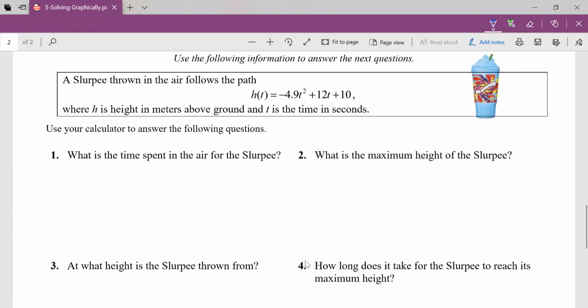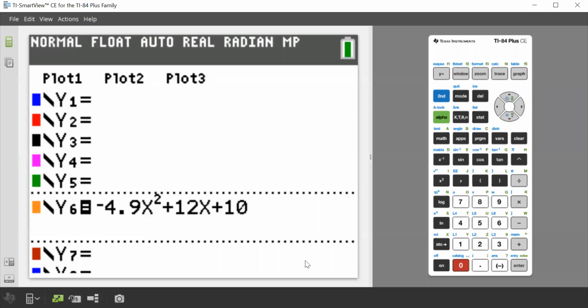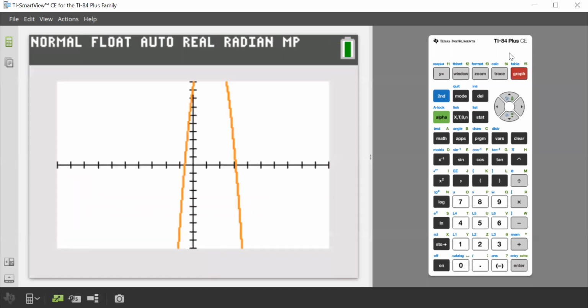So I'll pull up my calculator here. And I've got it in Y6 just for giggles because I wanted my Slurpee to be Orange Crush flavored orange. And so I've got that in. And now all we do is we hit graph. But when I hit graph, that's not the best graph in the world because it doesn't make sense in the context of the question.